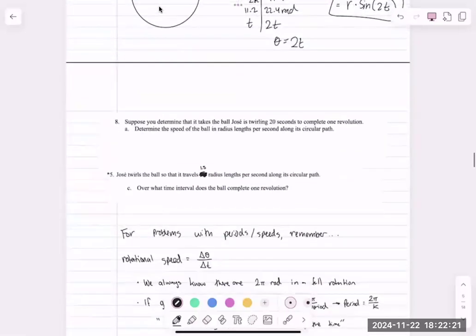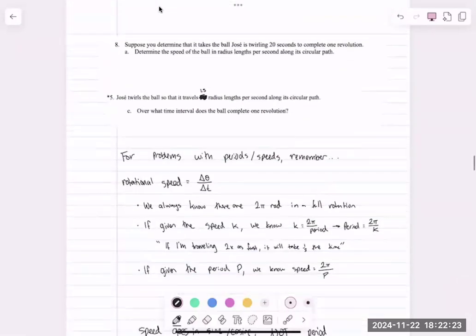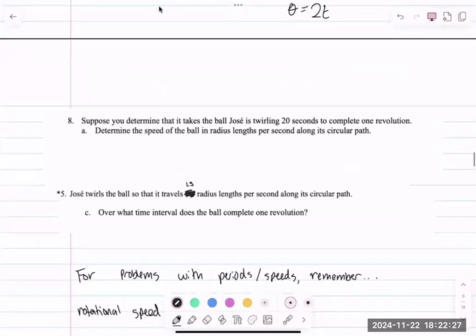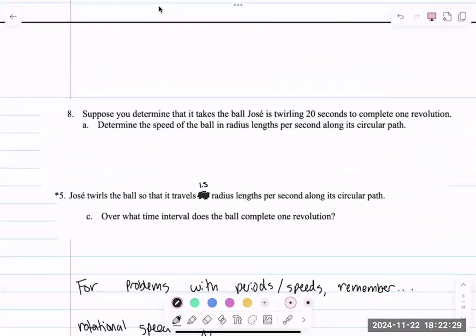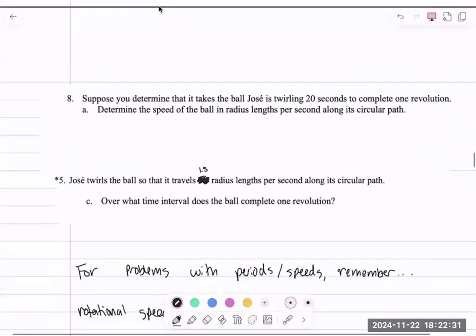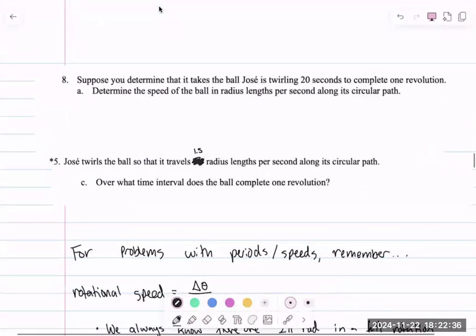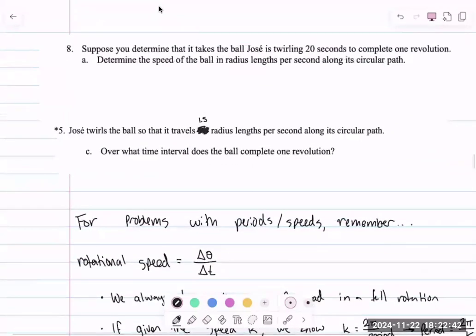All right. 2 other things of note are period and rotational speed. Okay. So here's number 8 and number 5 from your workbooks. Number 8 is saying, Jose takes 20 seconds to complete a revolution, and we need to determine the speed of the ball in radius length per second. And question 5 is, I've modified it a little bit. Jose twirls the ball so that it travels 1.5 radius lengths per second along its circular path. And we want to know over what time interval does the ball complete 1 revolution.